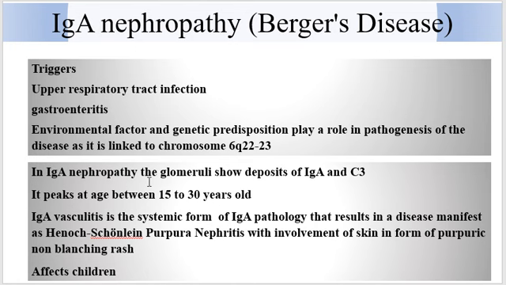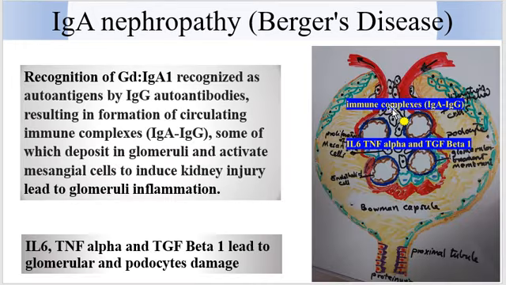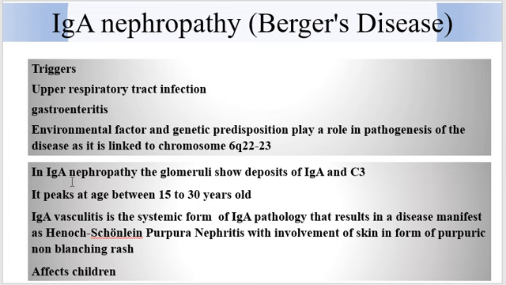In IgA nephropathy, the glomeruli show deposits of IgA and C3. These are the glomeruli. They show deposits of IgA and complement component 3. And IgA nephropathy or Berger disease peaks at the age between 15 to 30 years old. So this is the localized form of IgA pathology.